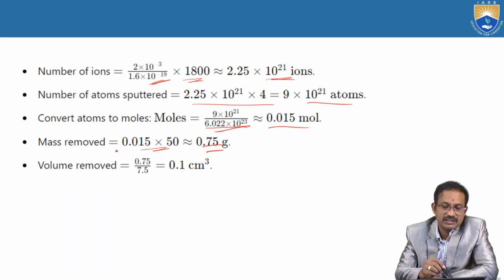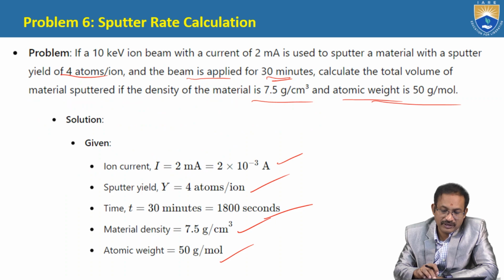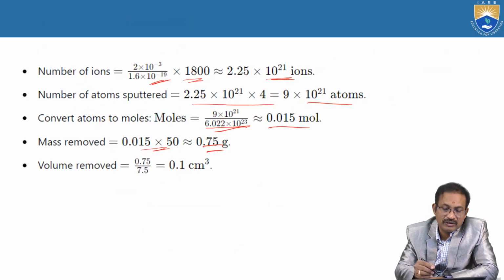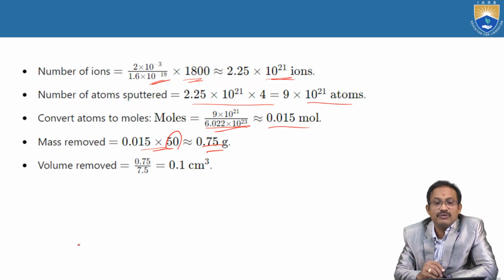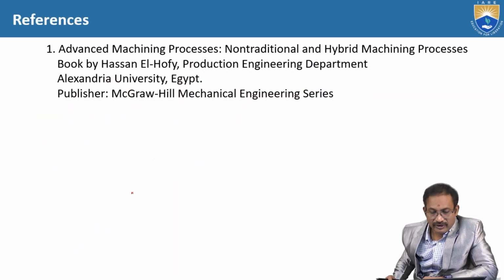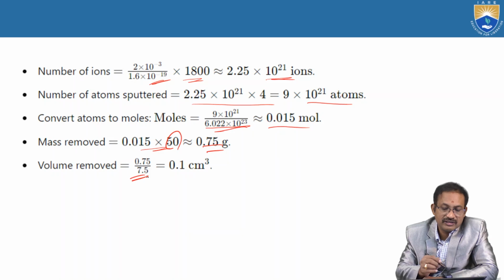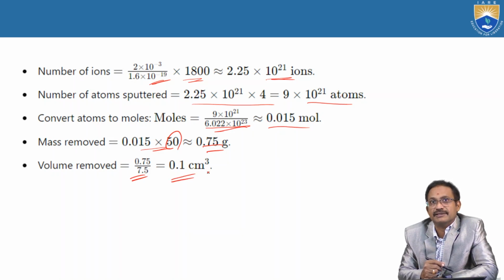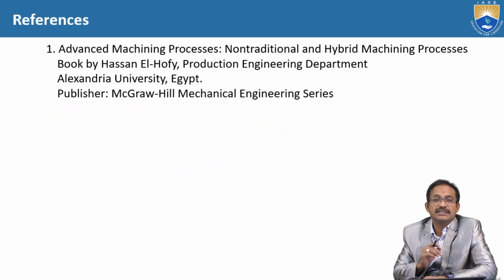So mass removed equals, see here, atomic weight 50 grams per mole is given. So multiply with this 50. This value is given. So volume removed equals this 0.75 by 7.5. The material density is 7.5, so divided by this 7.5, finally we get 0.1 cubic centimeters. So with this, this is the reference.